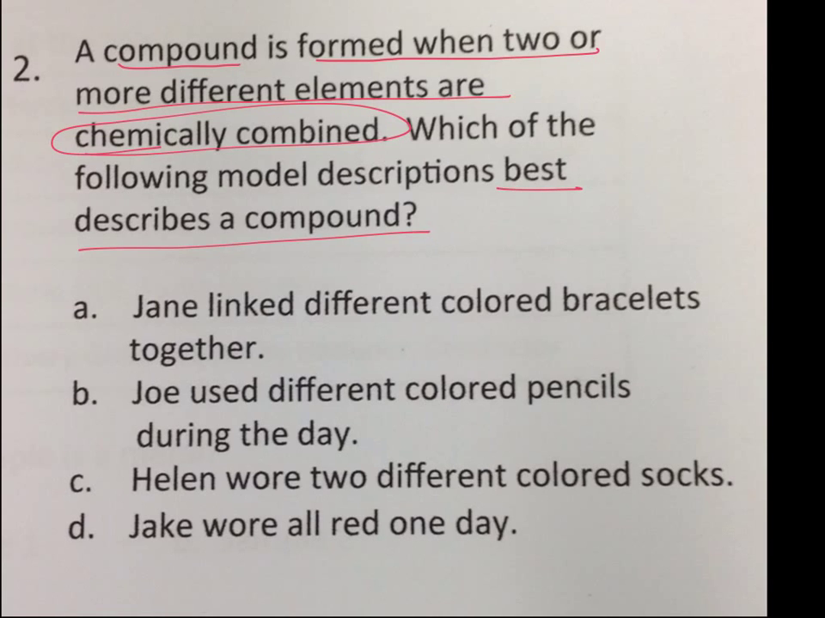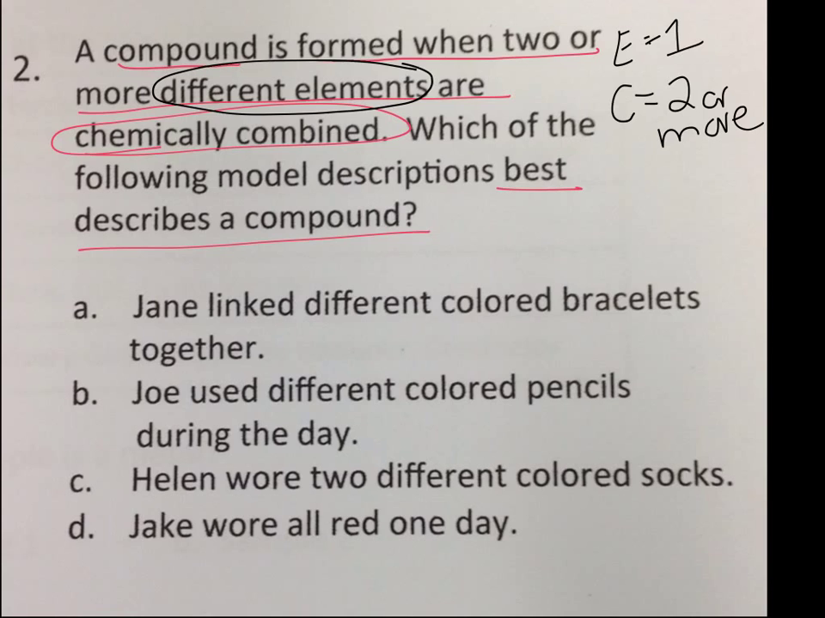So let's review the difference between an element and a compound. Remember, an element equals one thing. It's made of one thing, just one pure substance. A compound, however, is made of 2 or more different elements. And that's exactly what we have written here in our question.